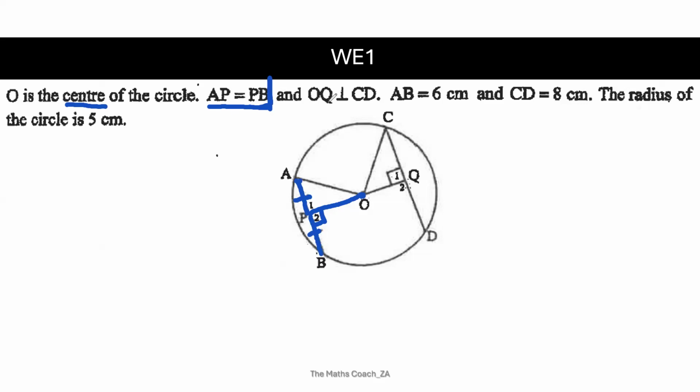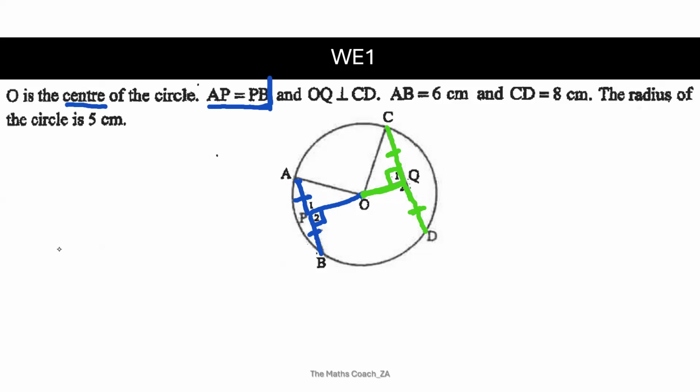We are also told OQ is perpendicular to CD, and there is our right angle. There is OQ, it is perpendicular to CD. This sounds like the exact condition of our theorem that says if a line drawn from the center is perpendicular to a chord, obviously this is chord CD, then that line must bisect the chord. In other words, we can conclude here from the theorem that CQ is actually equal to DQ. Without even knowing what the first question is, we are already putting some critical information here.